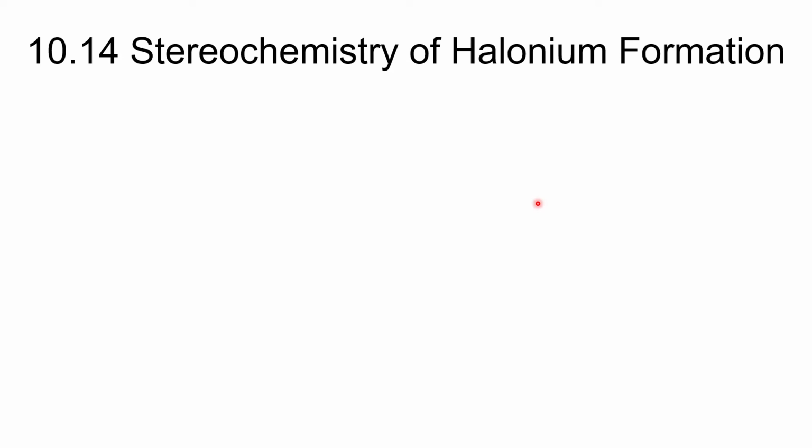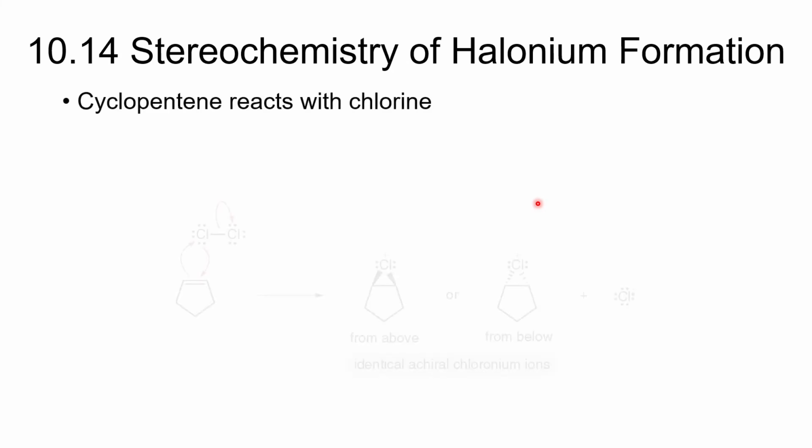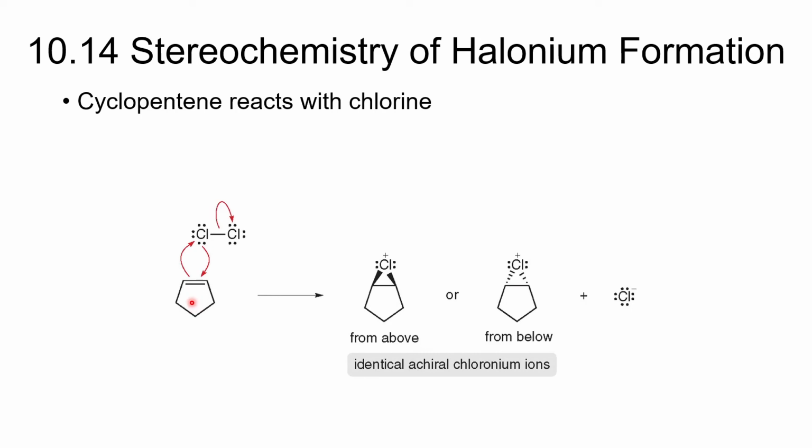All right, we want to look at the stereochemistry of the halonium ion formation. So let's start with cyclopentene. Again, we get this unusual mechanism where a pair of electrons goes up to the chlorine with a partial positive charge. Partial positive is not listed here, but it's there. And then the pair of electrons comes down, and we make a new bond to the carbon. So we get two bonds going to that chlorine, a full positive charge on there.